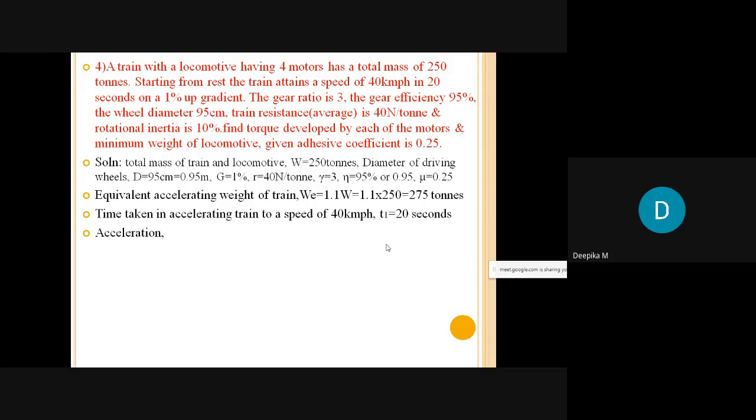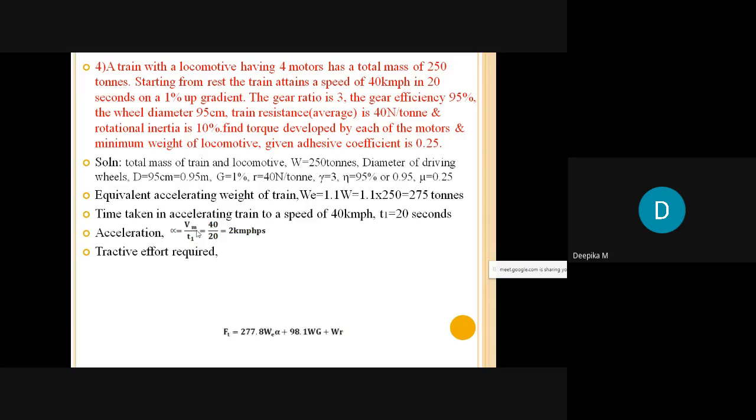And I could calculate the acceleration. Acceleration is nothing but what? Alpha is equal to maximum speed, that is Vm divided by T1, correct? So here you can see 40 kilometer per hour. This is only the speed, this is not acceleration. What is the unit of acceleration? It is kilometer per hour per second. But they have mentioned here only kilometer per hour, hence it is only the speed. So speed by time is nothing but acceleration. That is Vm by T1, which is nothing but 2 kilometer per hour per second.